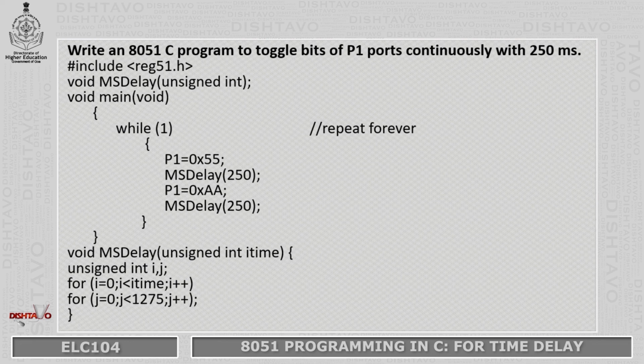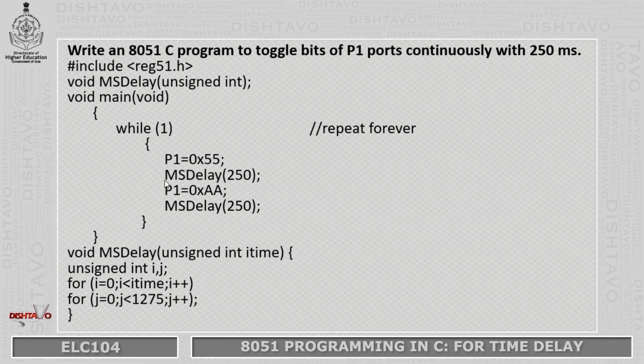So the next one is to write a C program to toggle the bits of port 1 continuously with 250 milliseconds delay. Here we have included reg51.h and then a function subroutine named MSDelay. This entire subroutine is used to produce a delay in terms of milliseconds. It has already been tried and tested, and gives you a delay of 1 millisecond. So if you call it with 1, it will give you a 1 millisecond delay, and if you call it with 250, it will give you a 250 millisecond delay.